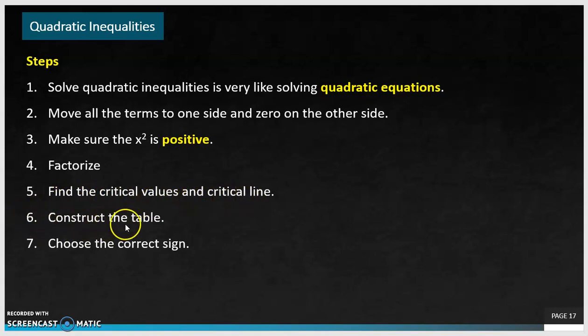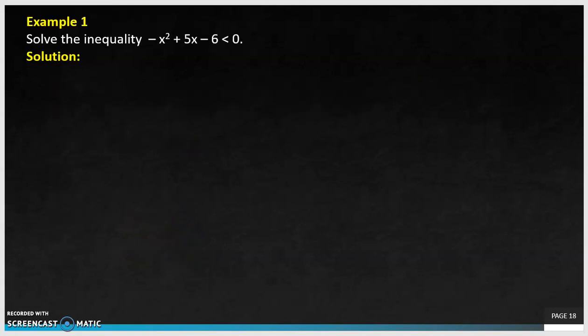Number 6, construct the table. And finally, we choose the correct sign. So for quadratic inequalities, we will solve by using a table, and then we will choose the correct sign based on the inequality. In this example, I will show you step by step how to solve quadratic inequalities.